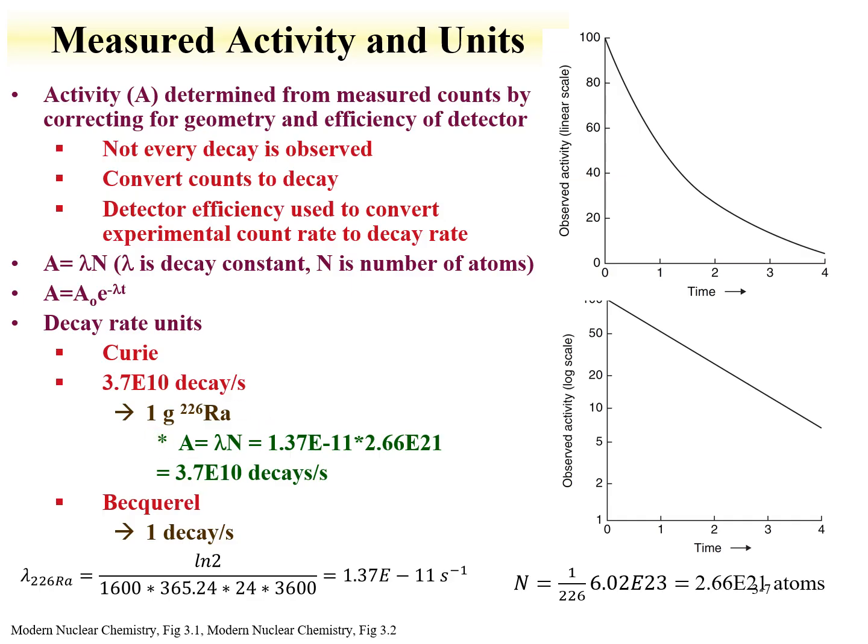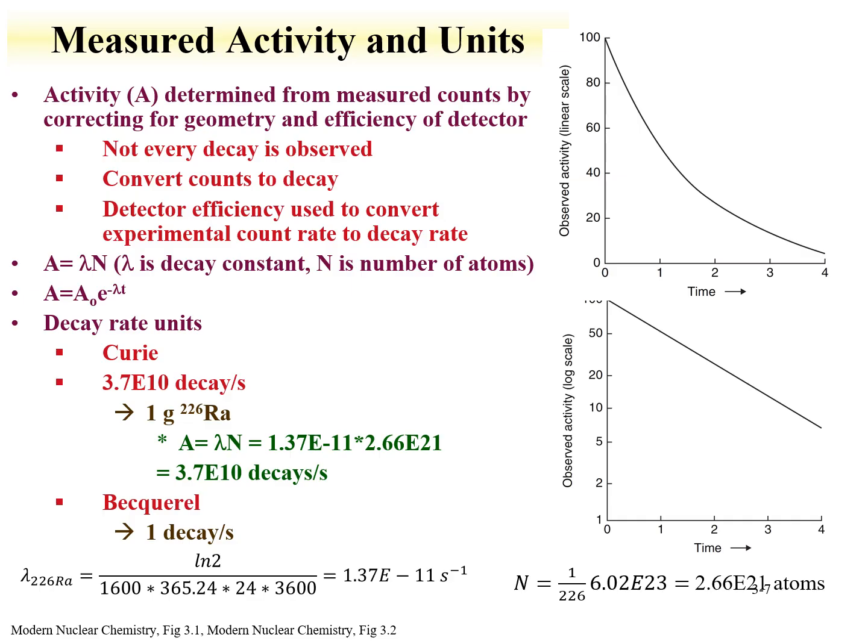Details of this calculation are shown here. For the decay constant, log 2 is divided by the half-life in years, 1,600. There's 365.24 days in a year, 24 hours in a day, 3,600 seconds in an hour. That gives a decay constant of 1.37 times 10 to the minus 11 inverse seconds.